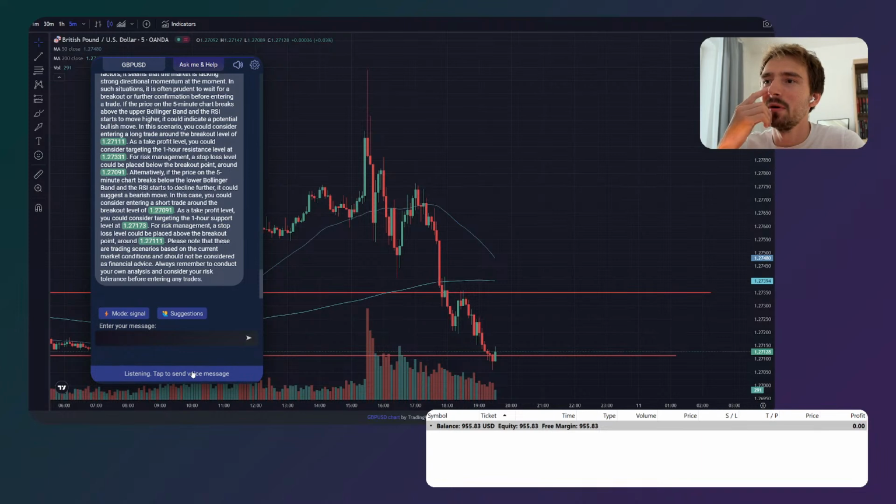Well, I'm thinking about taking advantage of the immediate support zone that is obviously present in the graph. I'm thinking that I'm gonna go buy and take advantage of the bounce of 1.27111. What do you think?